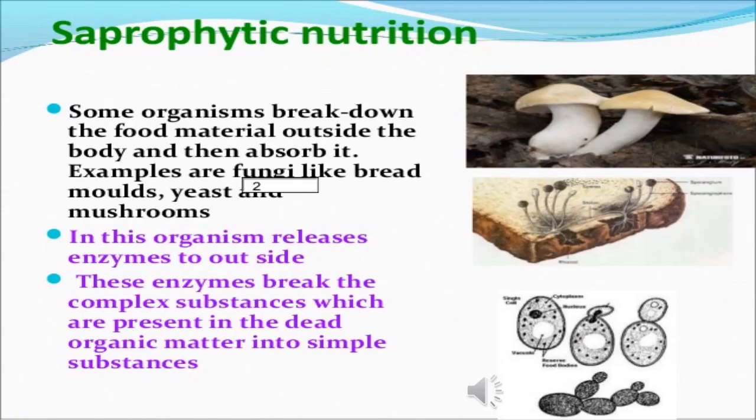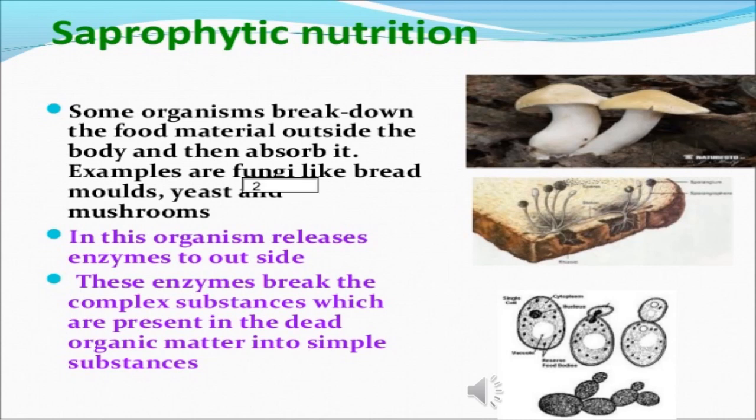Now let's see another heterotrophic type of nutrition. It is saprophytic nutrition. A saprophytic plant is one that obtains its nutrients from dead and decaying plant and animal matter. From the word saprophytic, the word sapro means rotting, and the word phytic refers to plant. So wherever you see the word phyton or phytic, it is nothing but referring to plants.